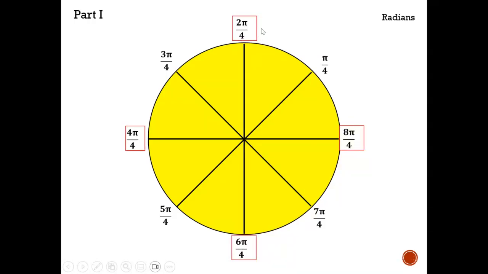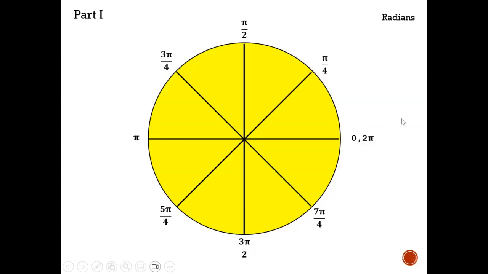The 2 pi over 4 will be pi over 2. The 4 pi over 4 will give us pi. The 6 pi over 4 will give us 3 pi over 2. And 8 pi over 4 will give us 2 pi. That's what you've got to know for radians.